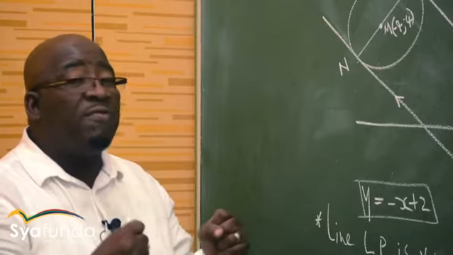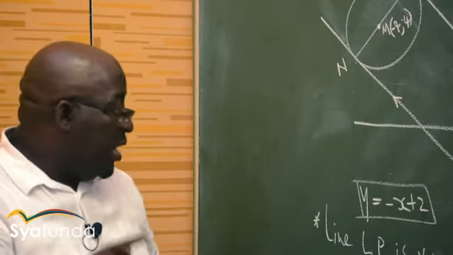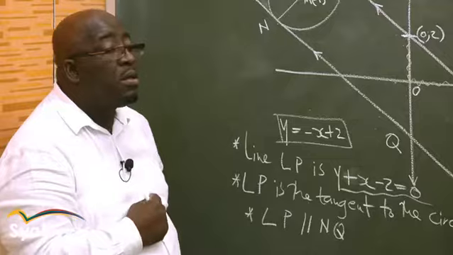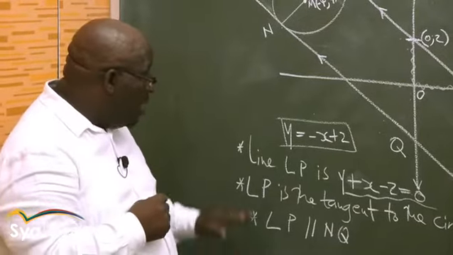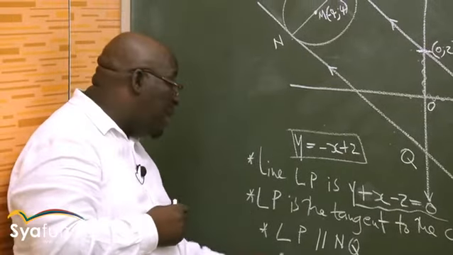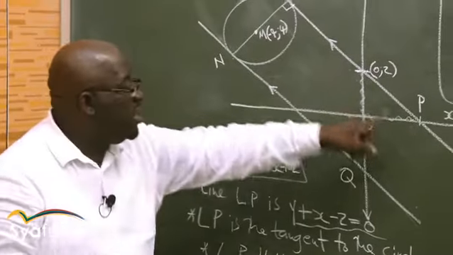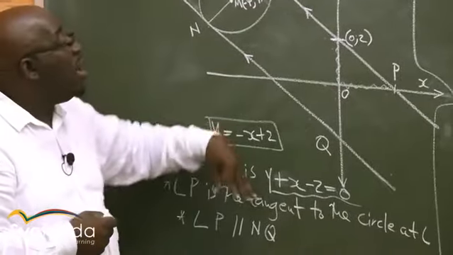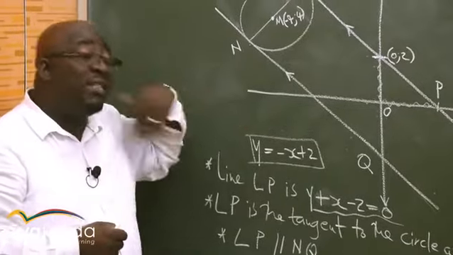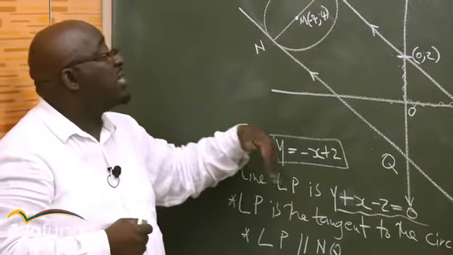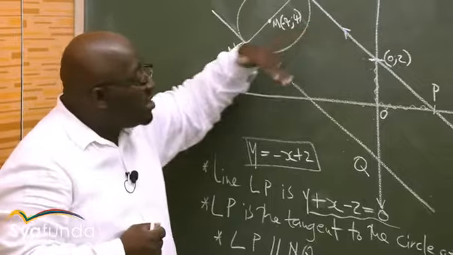The product of the gradients of the perpendicular lines is always equal to minus 1. What else are we given here? Number 3, we're told that LP is parallel to NQ. These two lines are parallel. What are they saying to us? They're just trying to tell us that the gradient of this line is the same as the gradient of this line.